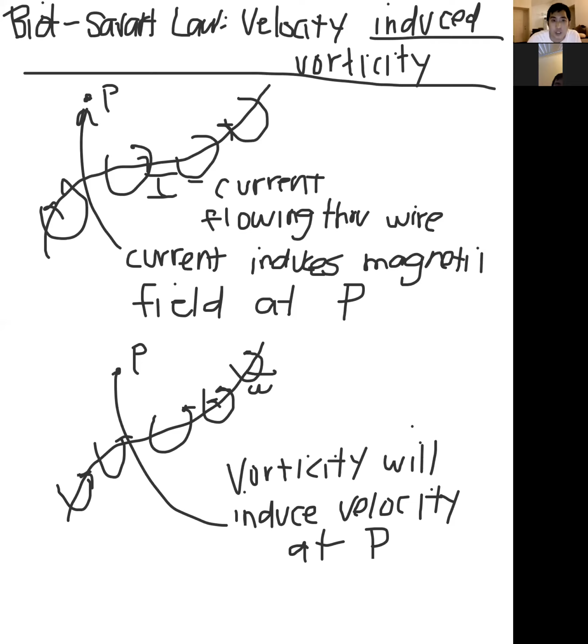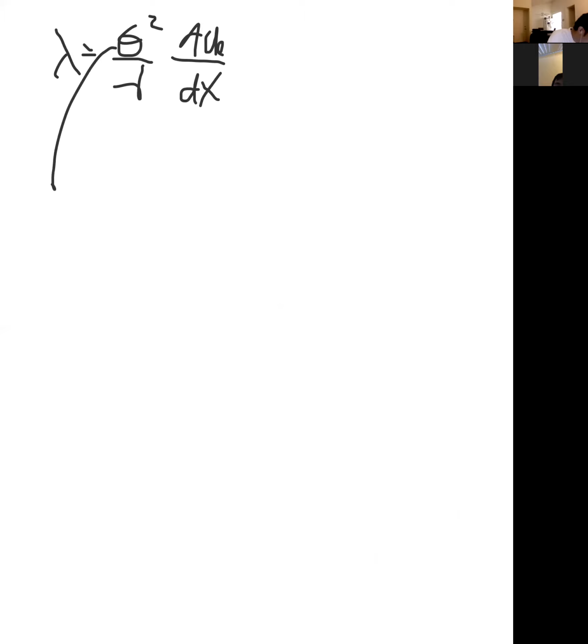Once you have the momentum thickness in part B, you're going to plug that into the formula for lambda. The formula for lambda from Thwaites method is theta squared all over nu times due dx. So you've got theta squared, this is from part B. Nu is just the viscosity, so it's just a constant.